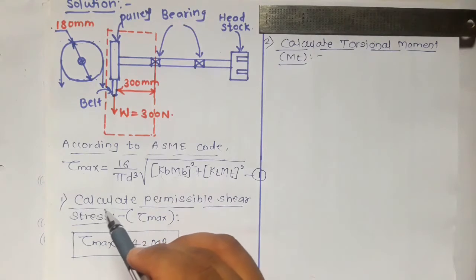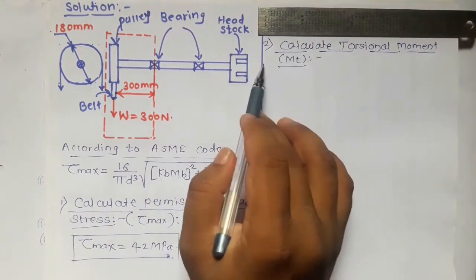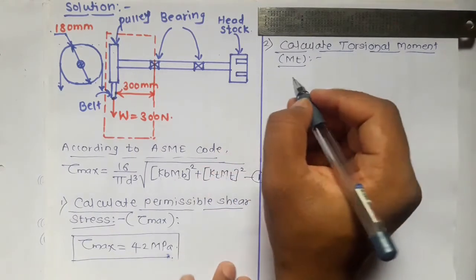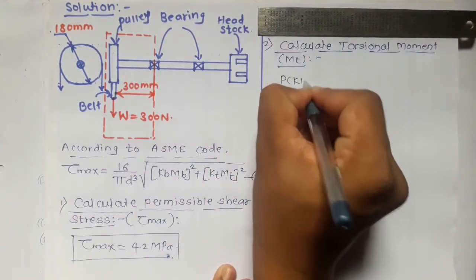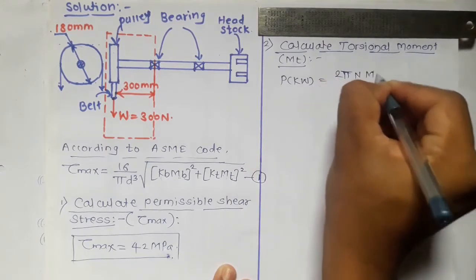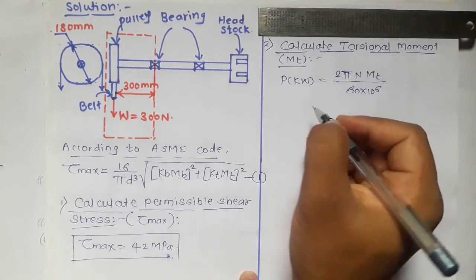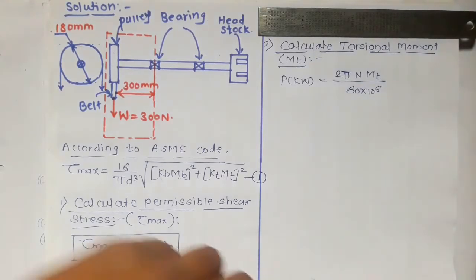Now, after calculating this permissible shear stress, we have to go for calculating the torsional moment MT. This torsional moment MT can be calculated from the power. So P in kilowatt is equal to 2 pi n MT upon 60 into 10 raised to 6. In this equation, we have to put the value of power.